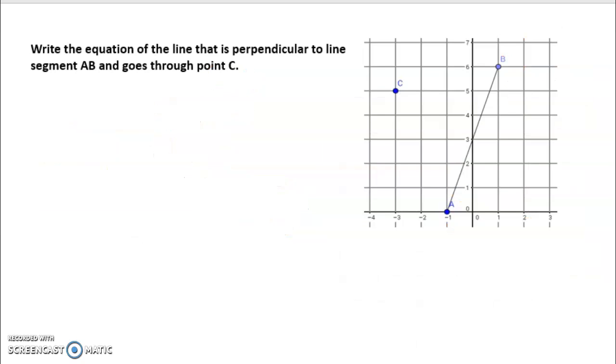Here we go. Write the equation of the line that is perpendicular to AB and goes through C. So let's think about this. C is located at where? Negative 3, 5. And what is the slope of AB? Looks like it's going to go up 3 over 1, or 3 over 1.